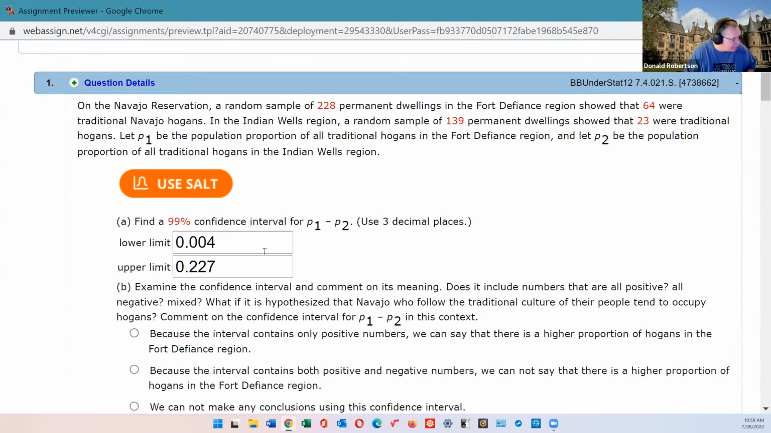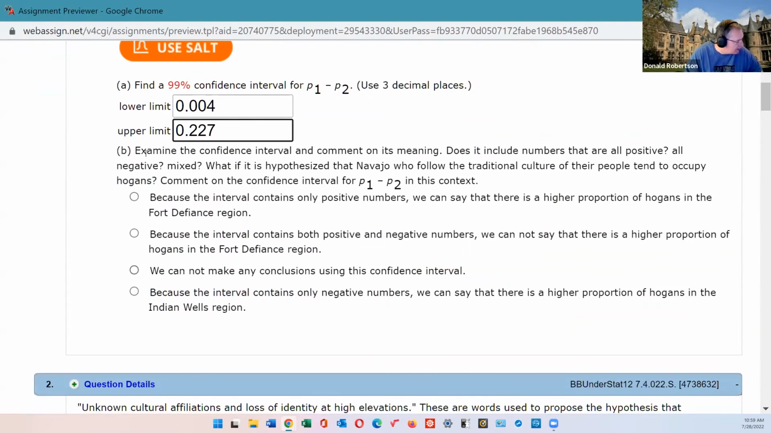Now I'm looking at this, would you agree that's all positive numbers? The difference is positive 0.004 up to positive 0.227. Doesn't that mean then that the first group has a bigger percentage of traditional houses than the other place? Population 1 is bigger than population 2. Everybody is positive, 1 is bigger than 2. And that's the sentence that you're going to get: because the interval contains only positive numbers, we can say a higher proportion in the first place than the second. Done.